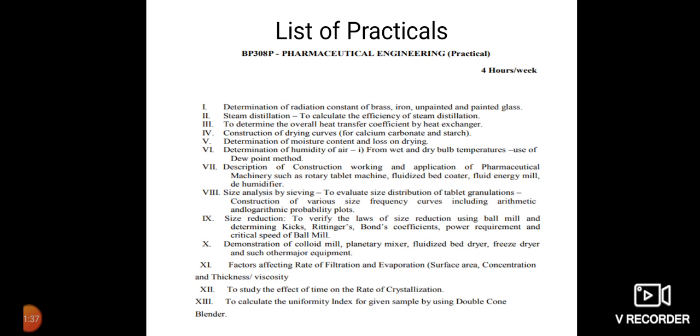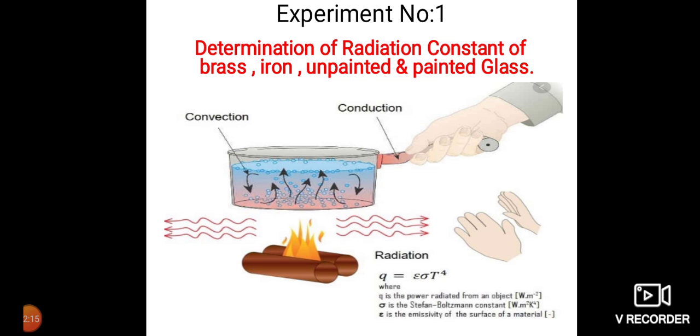Now which practicals are we going to learn here? As I already told you, we are going to learn practicals based on radiation constant, how the heat will transfer through brass, iron, unpainted and painted glass, and similarly the next experiment is steam. Then you can see that it's all about steam, moisture, humidity, rotary tablet machines. So all these practicals are related to engineering, but they will be used in the pharmaceutical world. Okay, so let's start our experiment number 1.